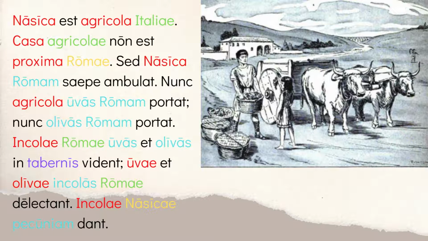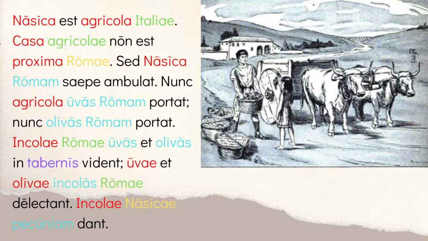Then you have uvae et olivae incolas Romae delectant. So the uvae, the grapes, and the olivae, the olives, right? The grapes and the olives delectant, they delight. Who do they delight? The incolas Romae. They delight the inhabitants of Rome. Okay, so the people are delighted, they're happy, right, when they see these goods coming in, right? It delights them, makes them happy.